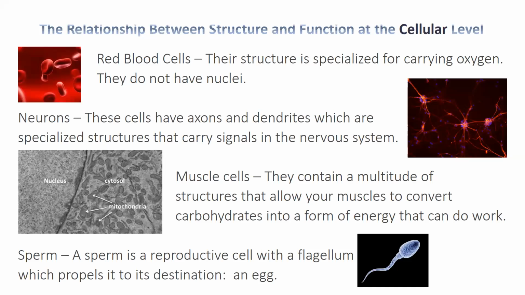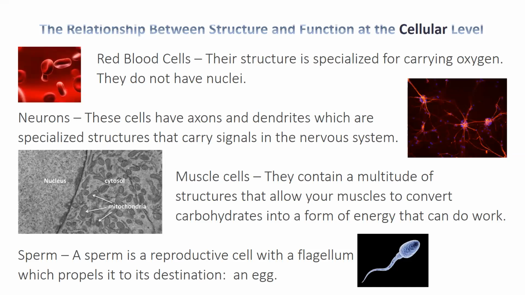The relationship between structure and function at the cellular level. Red blood cells are specialized for carrying oxygen. Mature red blood cells do not have nuclei and other organelles. Neurons are nerve cells. They have axons and dendrites that are interconnected with other neurons and by which electrochemical signals are carried in the nervous system.